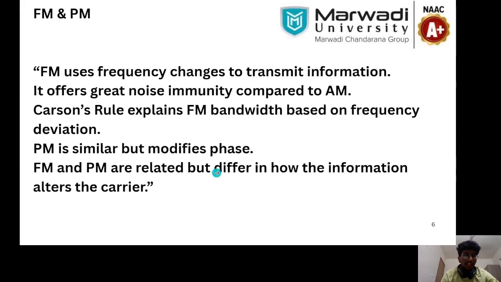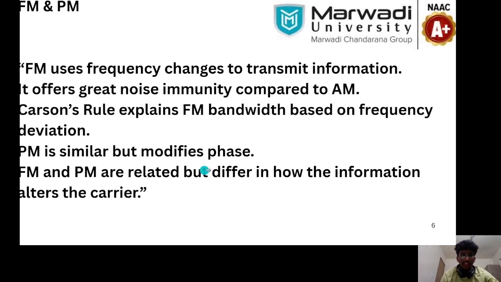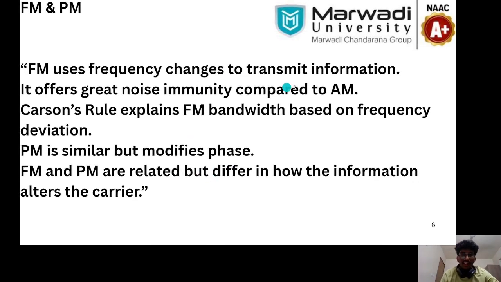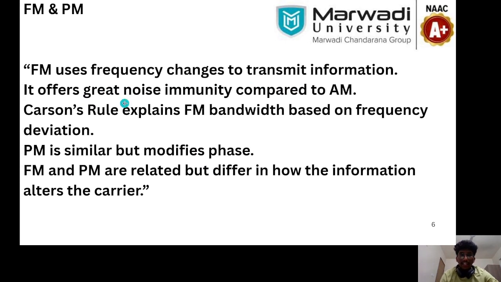And next, FM and PM. Both are analog modulation techniques. FM uses frequency changes to transmit information. It offers great noise immunity compared to AM. And here is frequency modulation. Carrier frequency varies with the message amplitude, high noise immunity, and used in FM radio. And PM is similar but modifies phase. FM and PM are related but differ in how the information alters the carrier. Used in digital systems and satellite communication.